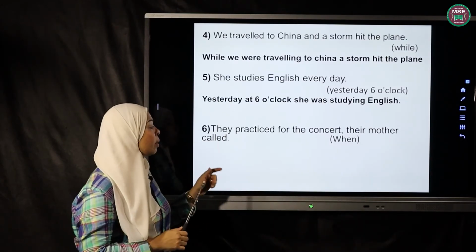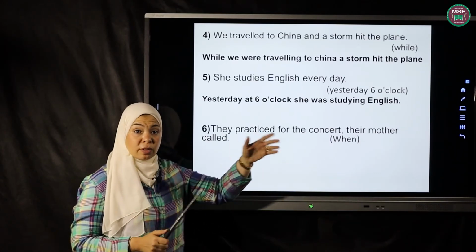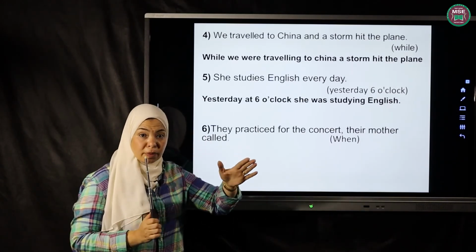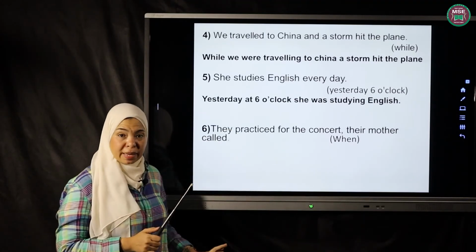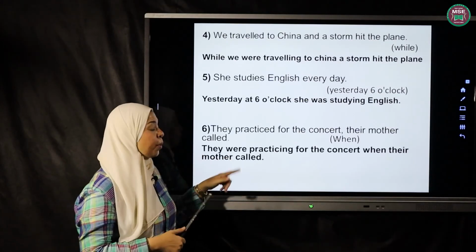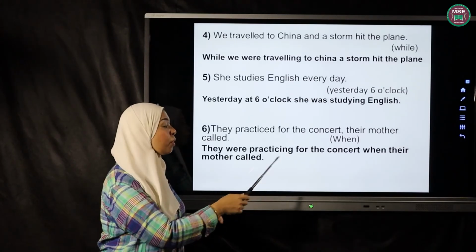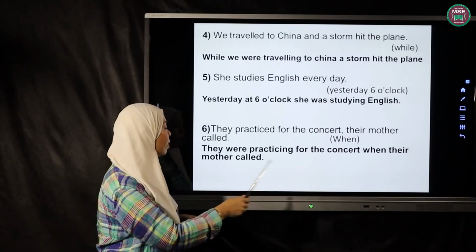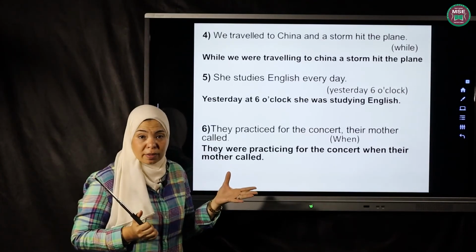Number 6. They practiced for the concert. Their mother called. They practiced and then their mother called them, interrupting them, of course. Rewrite using when. When should be followed by the past verb. They were practicing. This is the long action verb, for the concert. When, what happened? When their mother called. Of course, once she called them, they were interrupted by this.